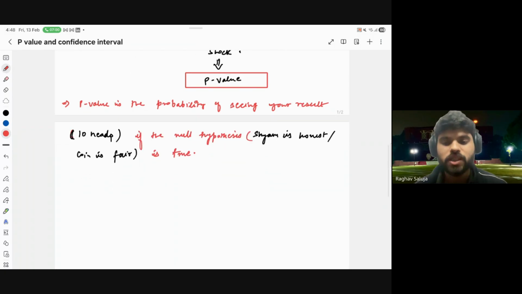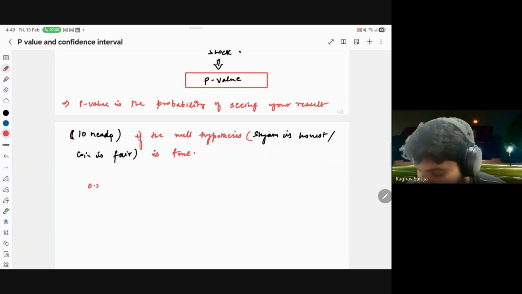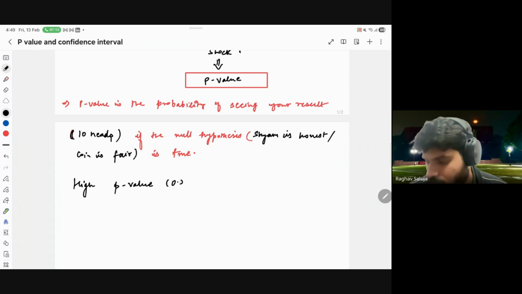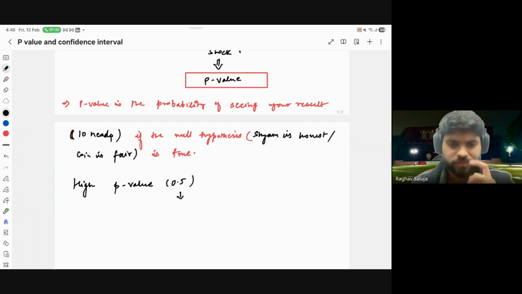So what does a high p-value mean? A high p-value means, let's say a p-value of 0.5. A p-value of 0.5 in our case means it happens all the time. It happens all the time means what? That a p-value of 0.5 means, okay, if the coin is fair, then 10 heads in a row keep happening.